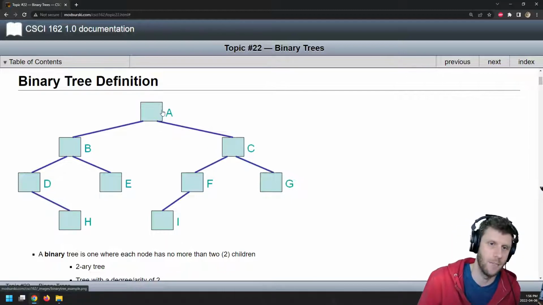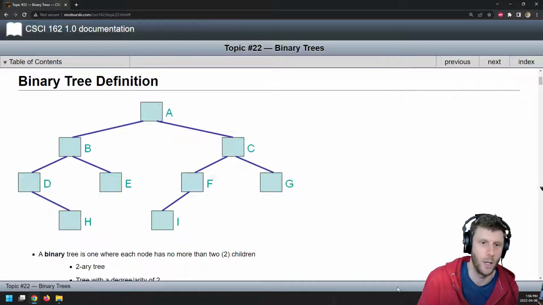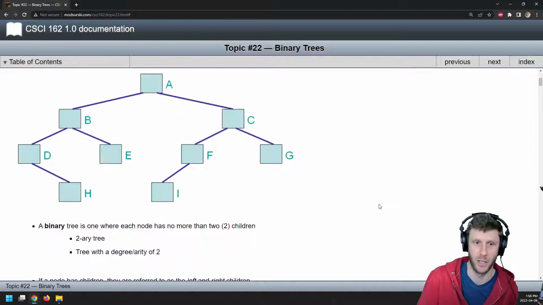Each node has at most 2 children. The root has 2, B has 2, D only has 1, but that's okay. It just can't have more than 2. H has 0, E has 0, I has 0, F has 1, C has 2, G has none. There we go. A binary tree is one where each node has no more than 2 children.